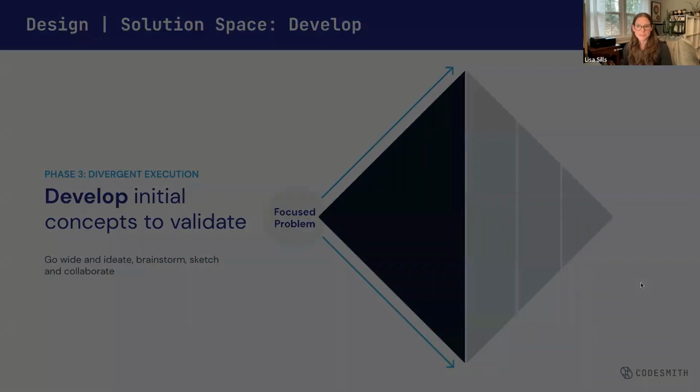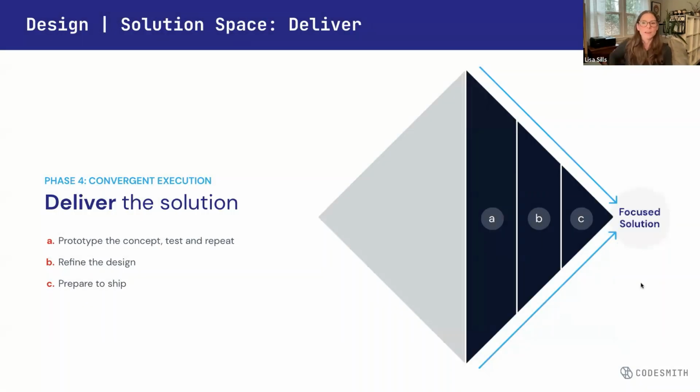So that final phase, phase 4, is where we work on delivering the solution. So we narrow in and we validate or invalidate solutions by prototyping, testing, and then repeating. We refine the design, prepare design assets for dev handoff. This is where we add documentation to the Figma files, export any assets, and at this point we freeze the design.